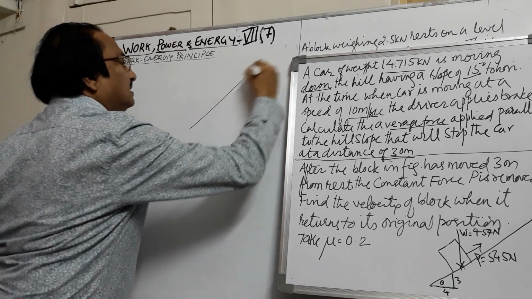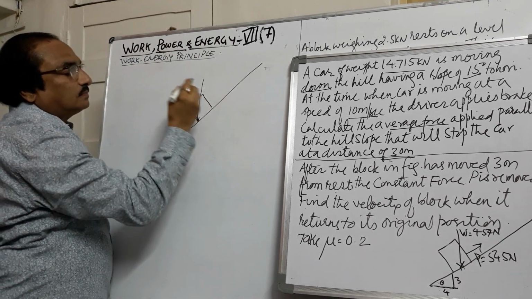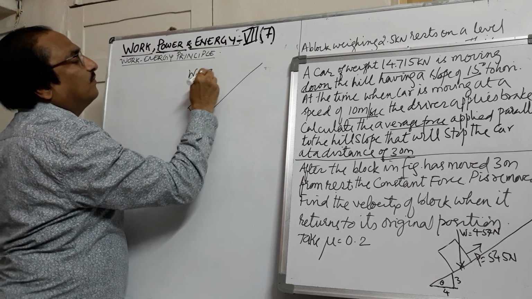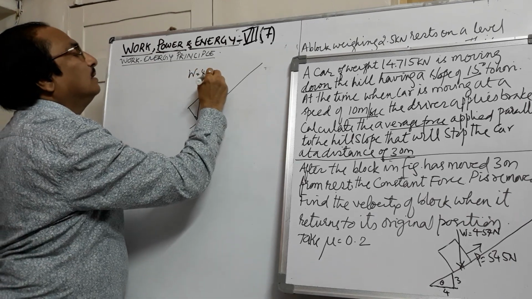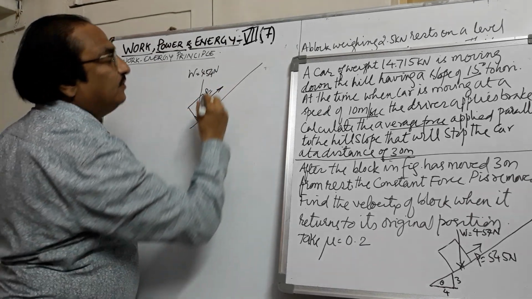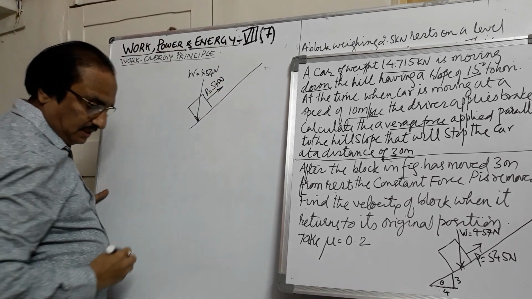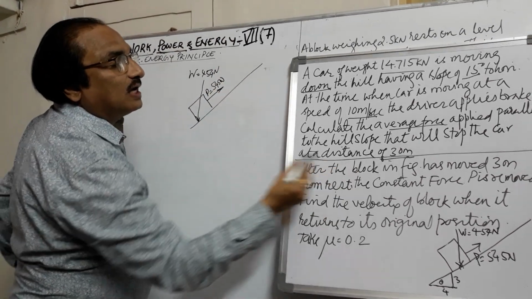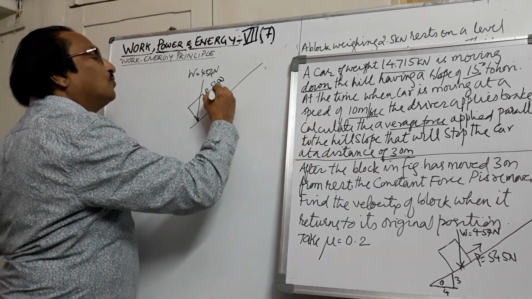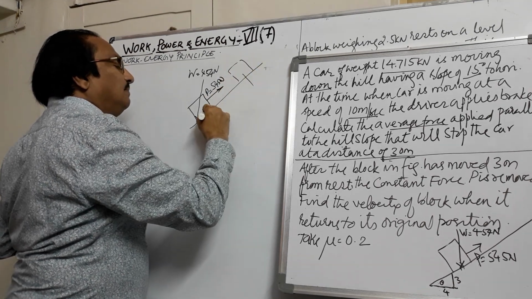Suppose the problem is like this. This is a block. It has a weight W equal to 454 Newton, and this block is being pulled up by a force of 545 Newton. Now the problem is like this. After the block has moved 3 meters from rest, the constant force P is removed. So with this force P, the block is moving a distance of 3 meters.